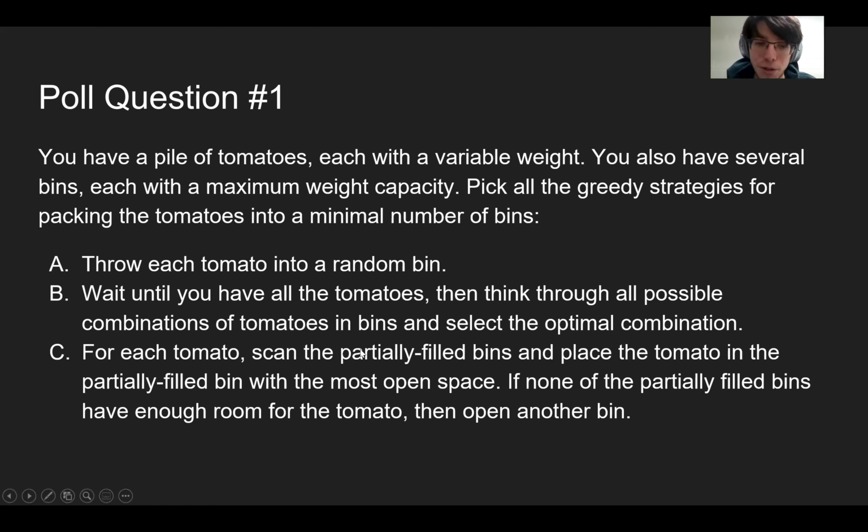How about C? For each tomato, scan the partially filled bins and place the tomato in the partially filled bin with the most open space. If none of the partially filled bins have enough room for the tomato, then open another bin. That absolutely is greedy. It is actually known as the bin packing problem, and you can prove this is a two-factor approximation. There are better approximations. Problems like this are very interesting anyway.